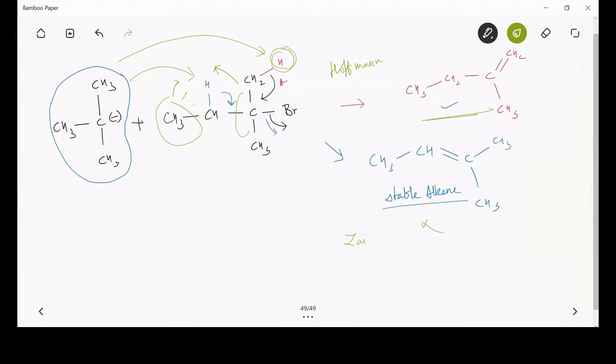This is Zaitsev product. This one is Zaitsev product. This is a stable alkene. And this one is Hofmann product. So I have written here one extra F in the spelling of Hofmann. There is only one F. Sorry. So Hofmann product. This is Hofmann product. And this is Zaitsev product. Very simple.